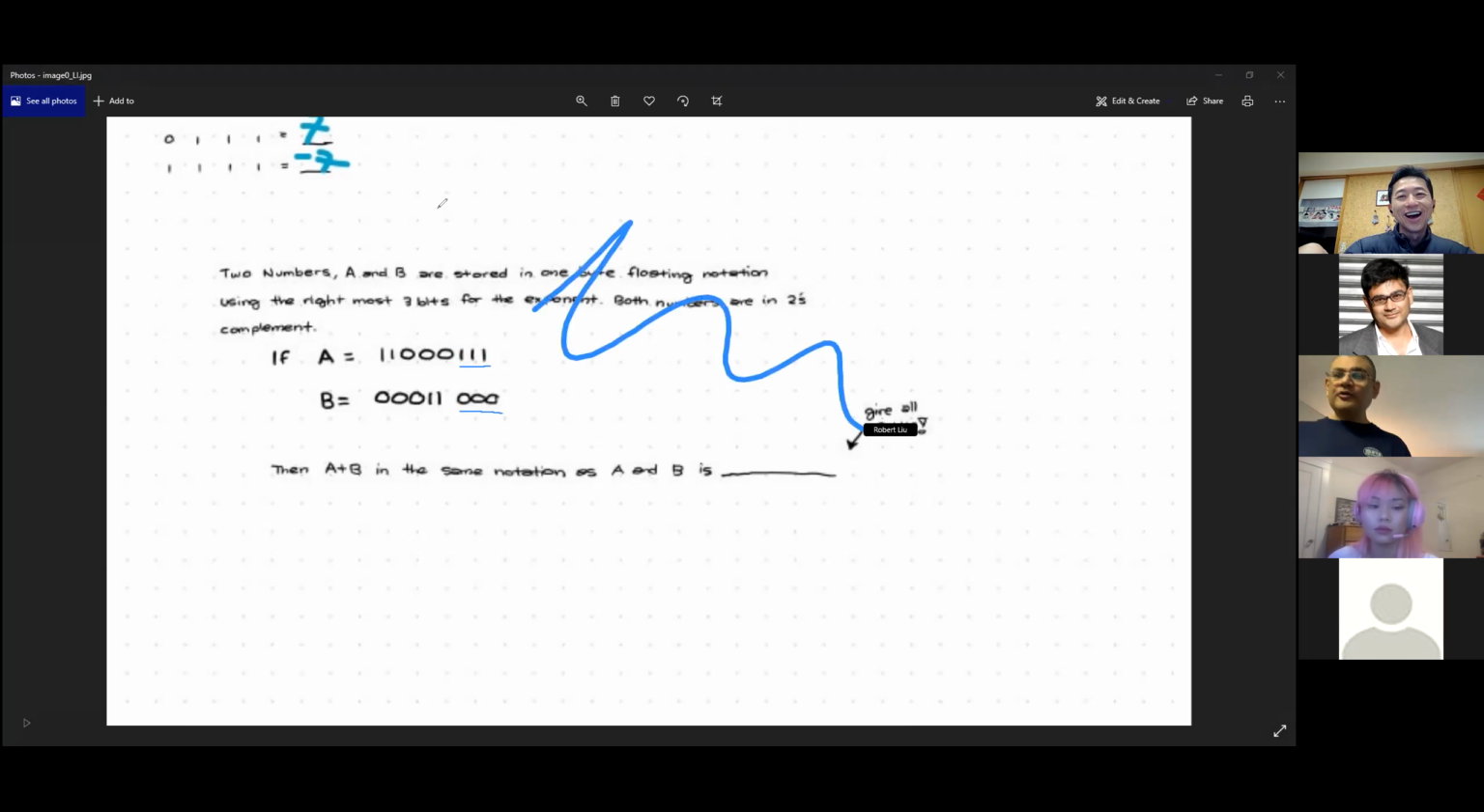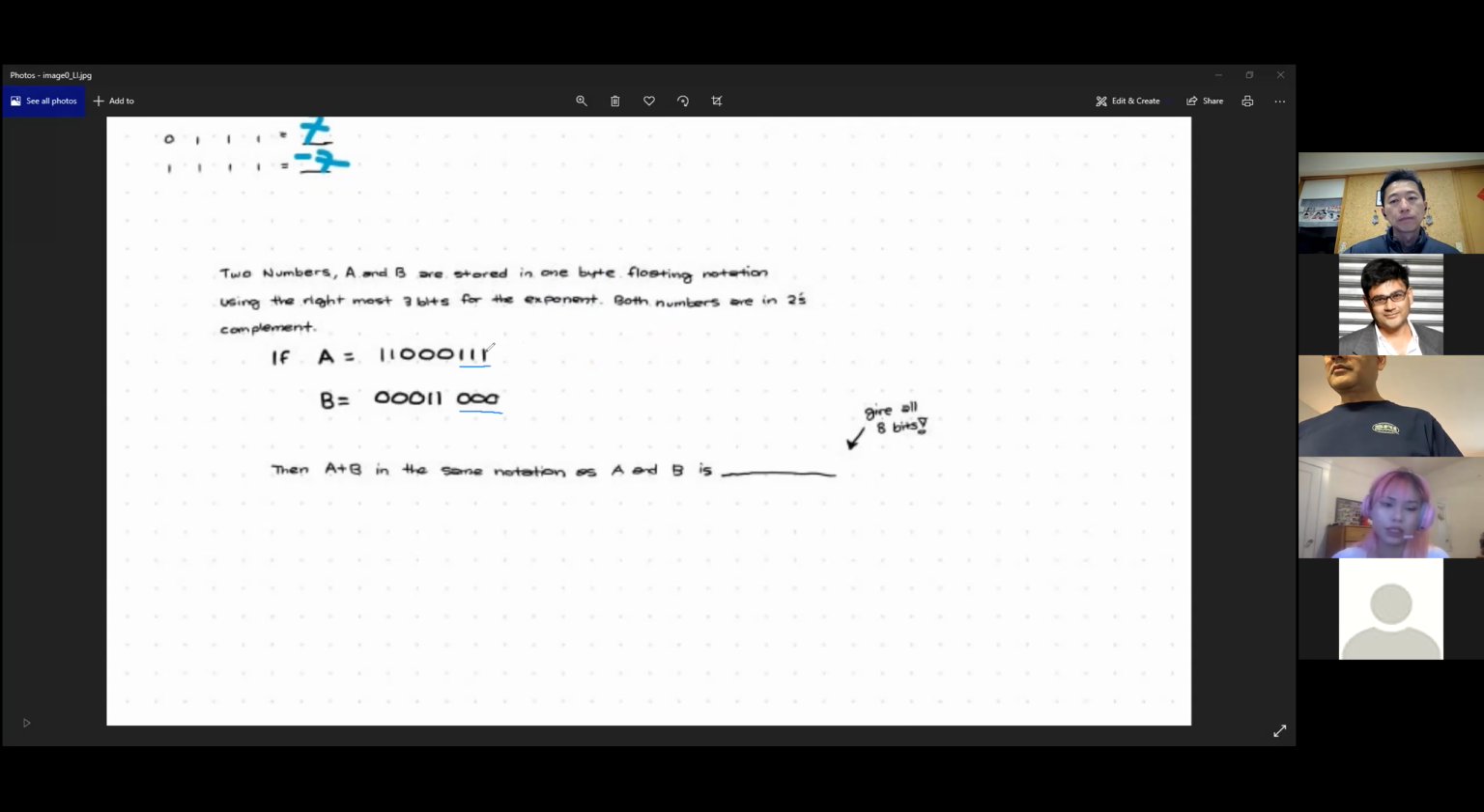So we could figure out the 3 bits on the side first. So what is A and what is B? Keeping in mind that A and B are in two's complement and also signed binary numbers. Anyone want to take a stab at A?